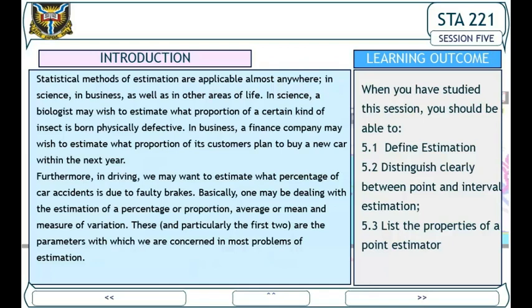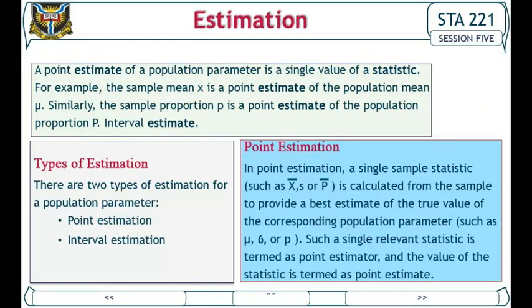When you have studied this session, you should be able to define estimation, distinguish clearly between point and interval estimation, and list the properties of a point estimator. Estimation. A point estimate of a population parameter is a single value of a statistic. For example, the sample mean X bar is a point estimate of the population mean mu. Similarly, the sample proportion P bar is a point estimate of the population proportion P.